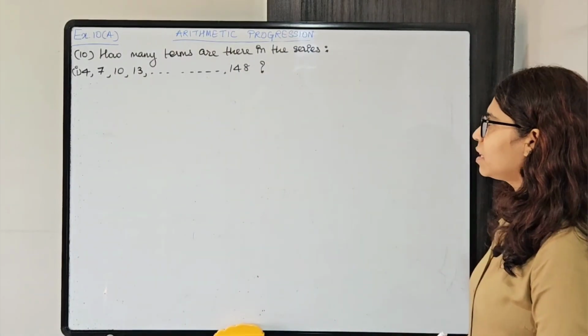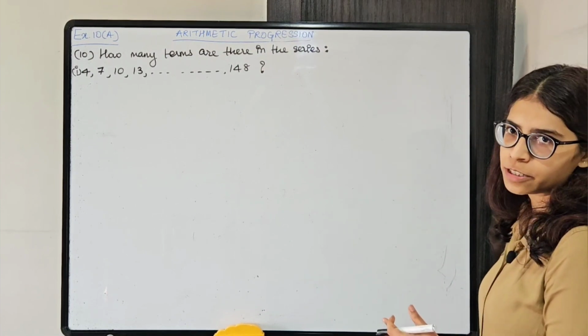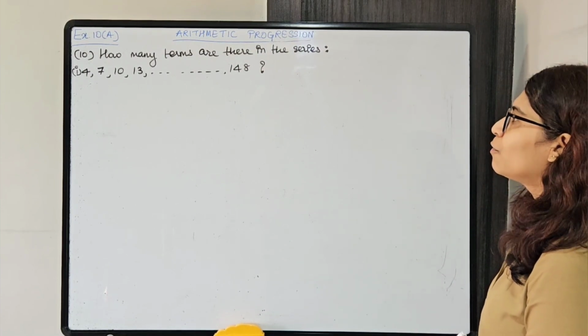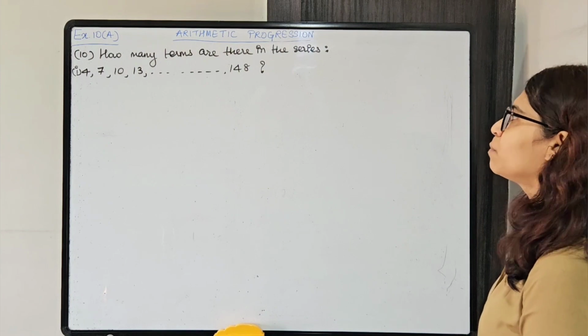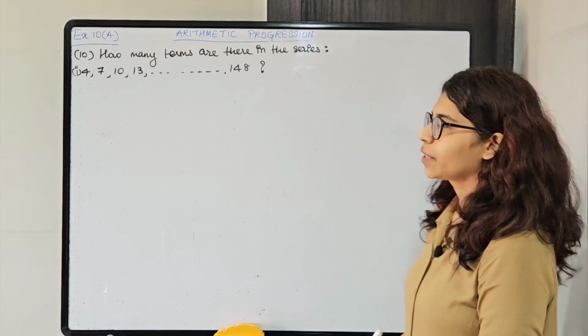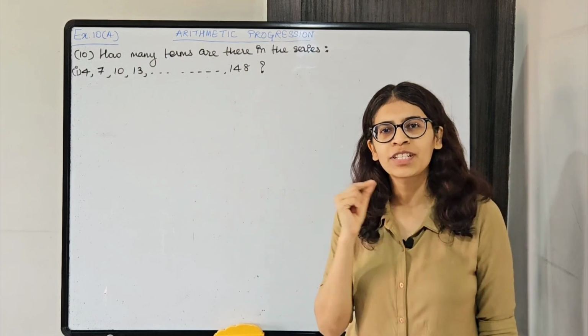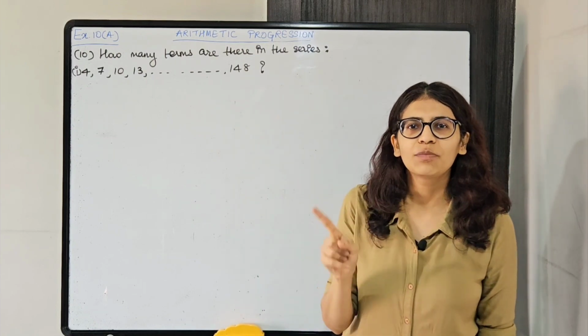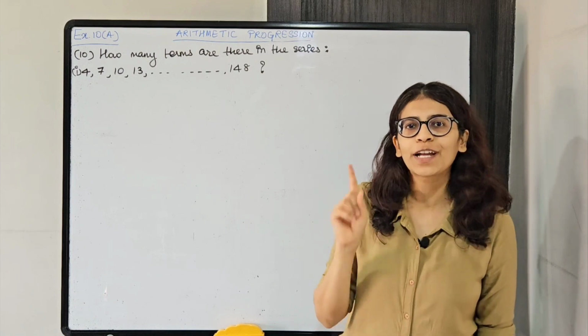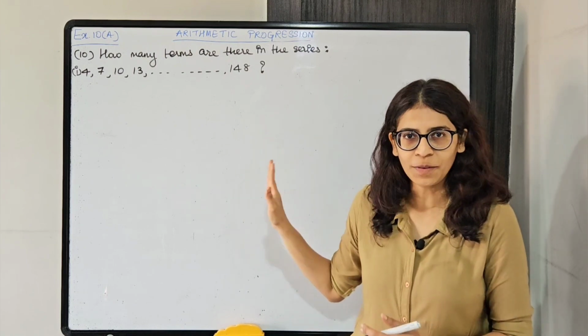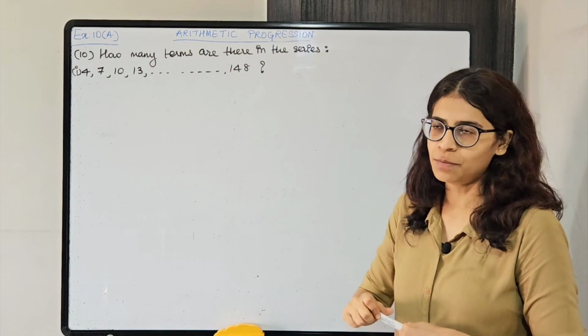How many terms are there in the series? There are 3 parts to the question. First part is 4, 7, 10, 13 up to 148. You're told that this is a series. So whenever you're given a series or sequence, first thing is to prove that this is an AP, or find out if it is an AP or not. So how will you find out?